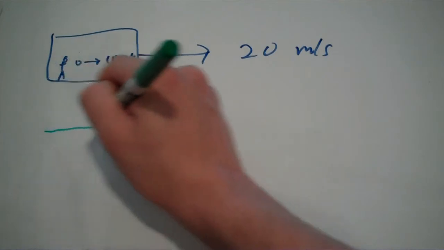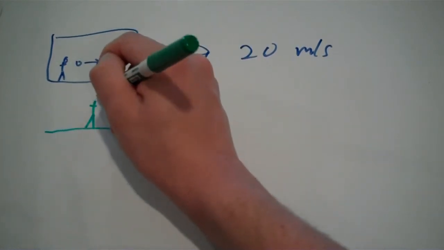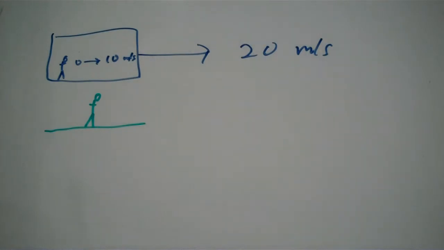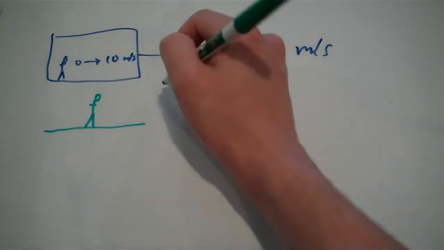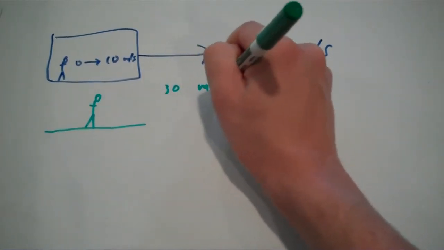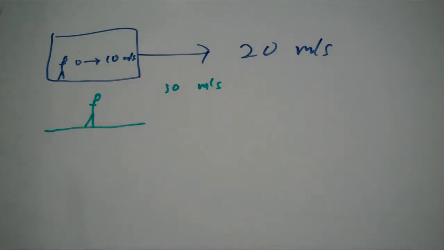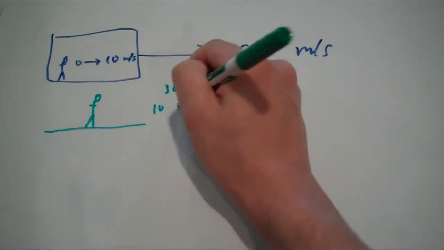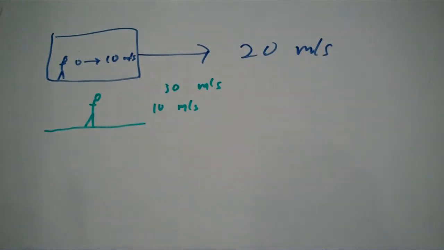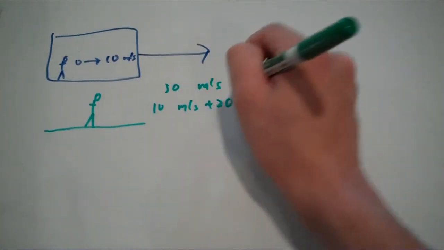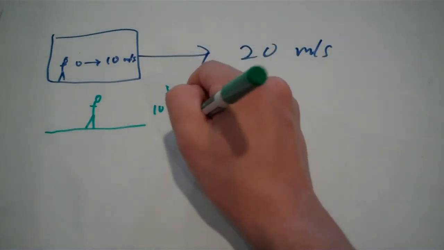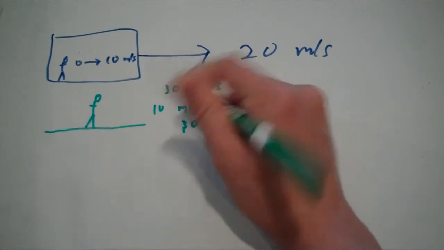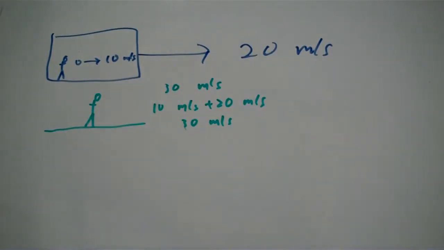Now, you have a friend on a platform that is stationary relative to the Earth, and he measures the speed of the ball and states that it is 30 meters per second. He gets this from the 10 meters per second that you see the ball moving at, and the 20 meters per second that the train is moving at. So combining those two together, he of course gets the 30 meters per second. Now, this is what one would expect.